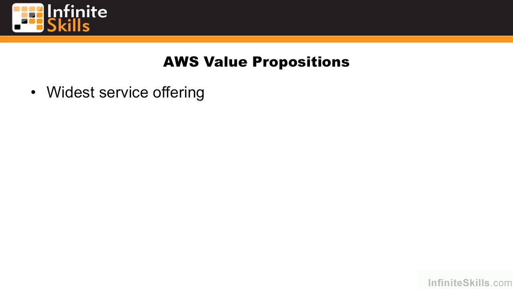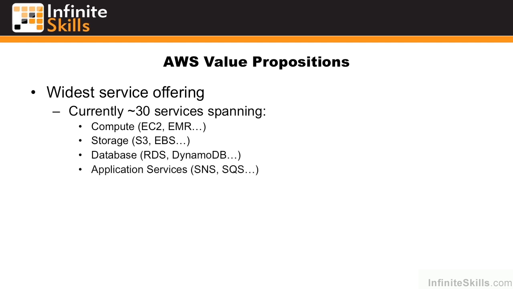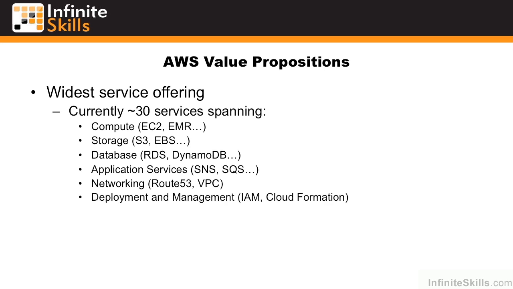As we stated before, Amazon has the widest service offering of any public cloud provider. There are currently 30 services spanning a variety of verticals. In the compute space, we have popular products EC2 and Elastic MapReduce, or EMR. On storage, we have S3 and EBS and others. From a database side, we have RDS, DynamoDB, and others. There are several application services that are also used, such as Simple Notification Service and Simple Queuing Service. There are networking services such as Route 53, the DNS service, and Virtual Private Cloud. And there are also deployment and management services, such as Identity and Access Management and CloudFormation.